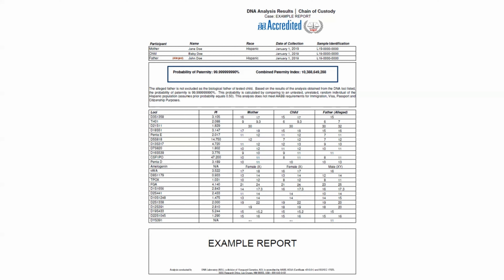So here you can see that this is a sample report. This is what you'll get. It'll be a PDF that you can print out for your own references.